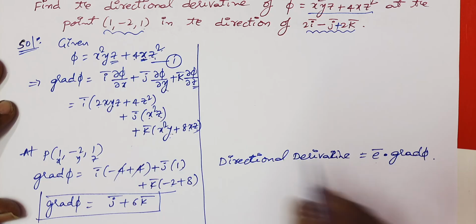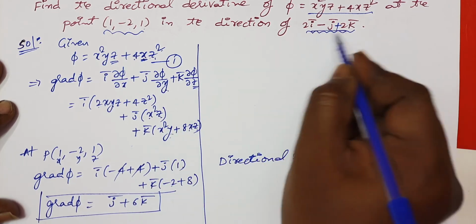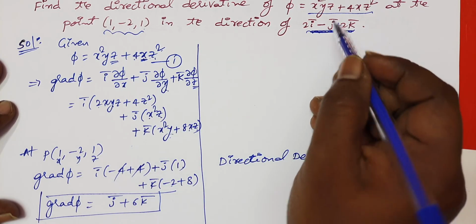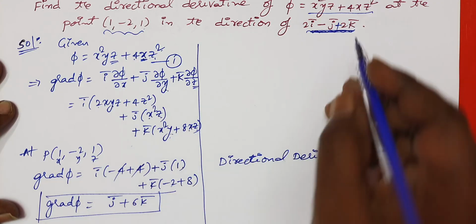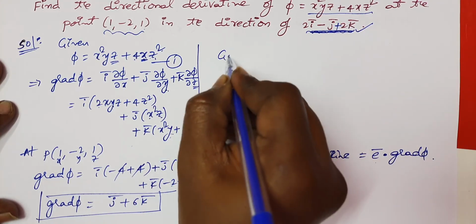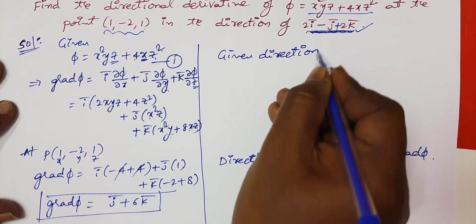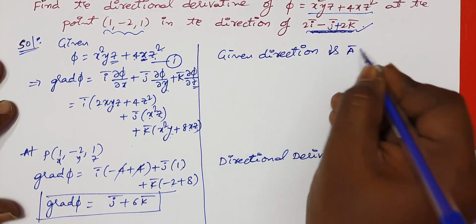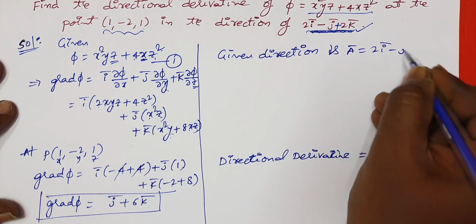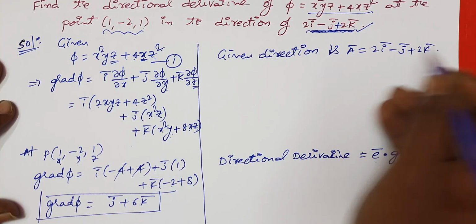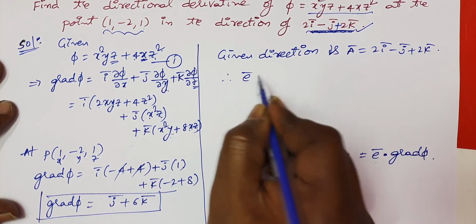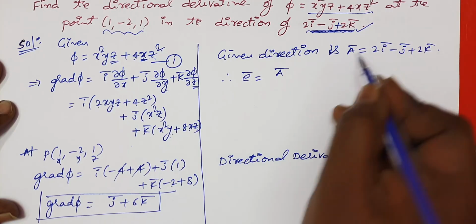Now we have to find e bar. Here a direction is given to you. In which direction are we going to find the directional derivative? You can represent this given direction with a bar. So the given direction a bar is equal to 2i bar minus j bar plus 2k bar. Very simple, this one also. So e bar is the unit vector along a bar.